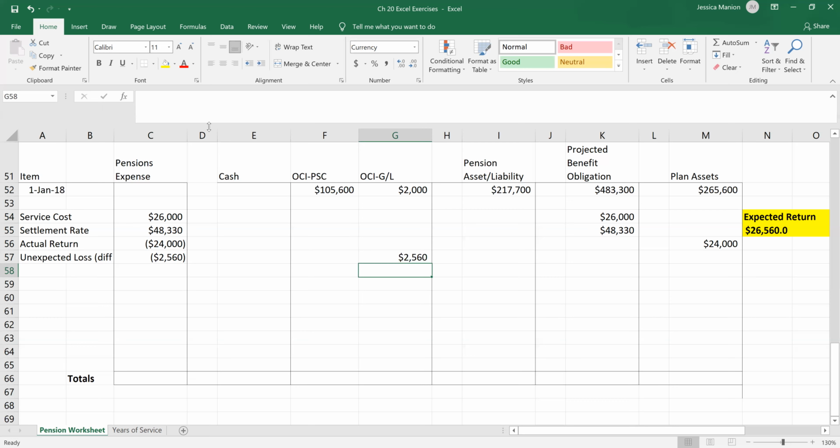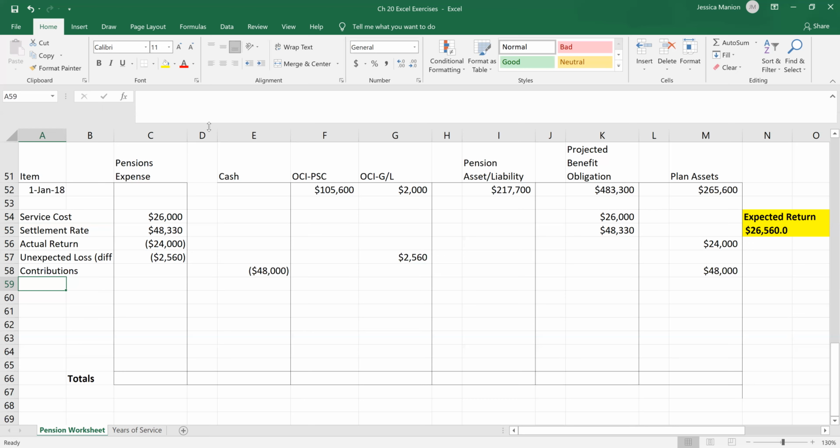Okay, what else are we dealing with here? So we've got actual returns. Okay, the next thing they give us are contributions. We've got contributions of 48,000. So that decreases our cash. Increases our plan assets. Those contributions.